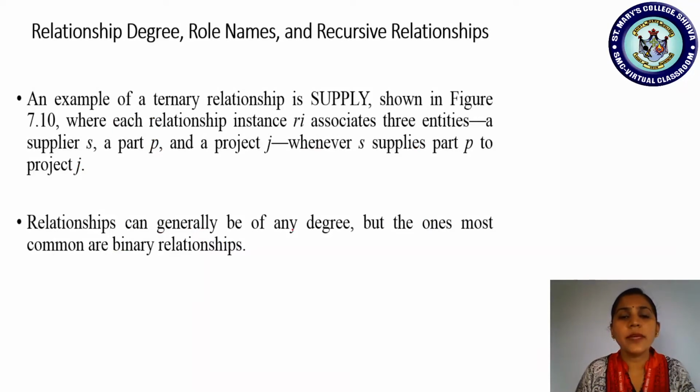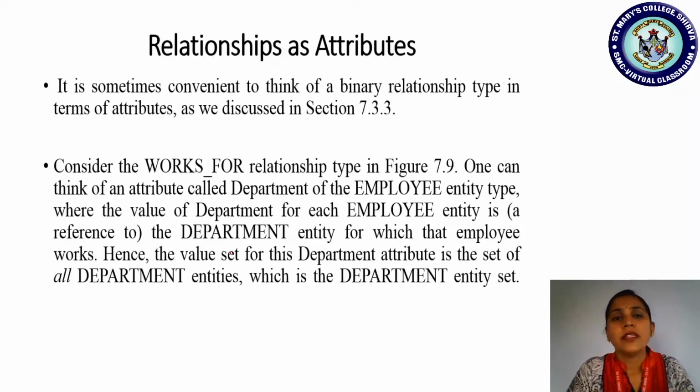Relationships can generally be of any degree, but the ones most common are binary relationships. In our discussion, we showed a sample of a binary relationship as well as a ternary relationship. But in most cases, which type of relationship will we come across? Binary. Okay. Then relationships as attributes.